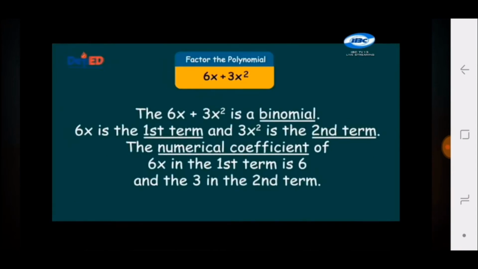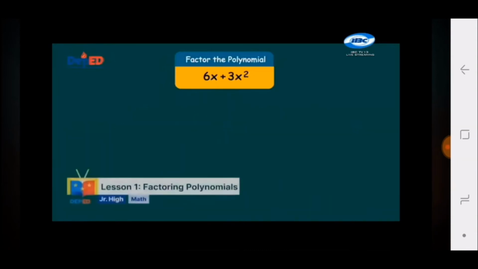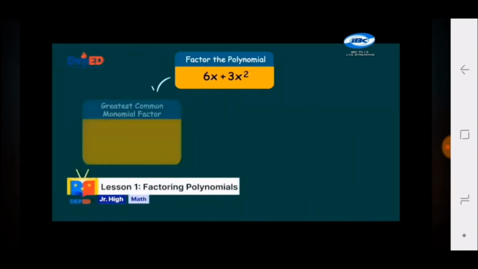6x plus 3x squared is a binomial. 6x is the first term, and 3x squared is the second term. The numerical coefficient of 6x in the first term is 6, and 3 in the second term. Observe the literal coefficients. The simplest way to identify their greatest common factor is to get the common variables with the least exponent. By prime factorization, we will get a greatest common factor 3x.